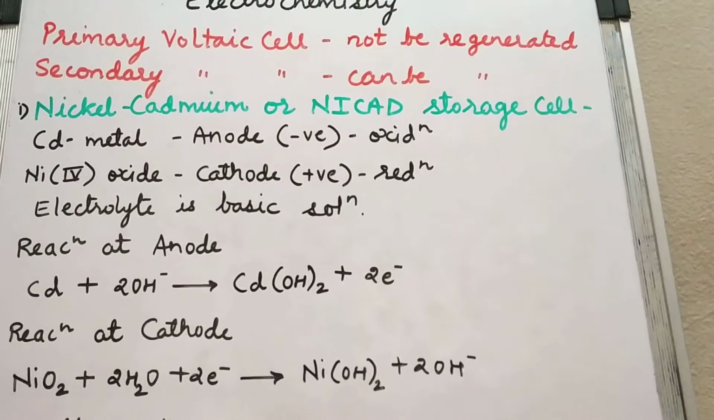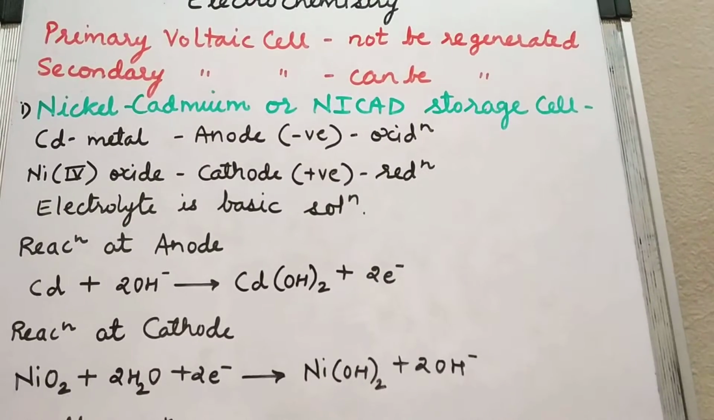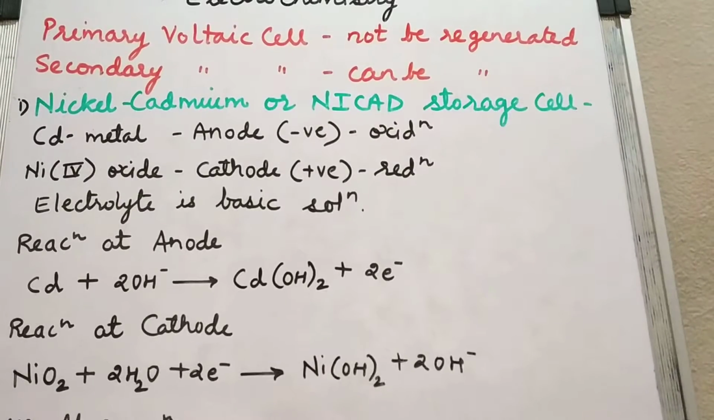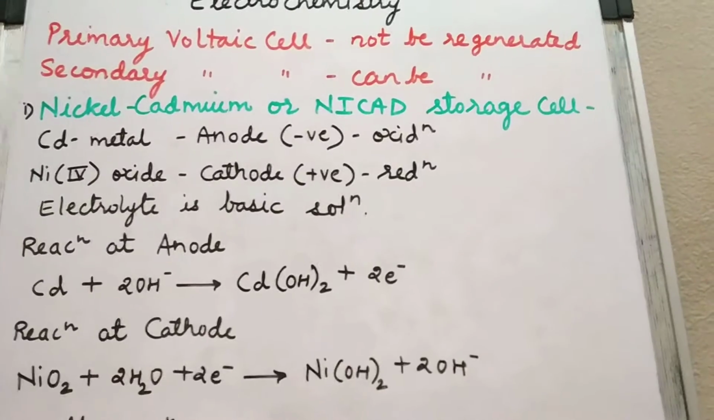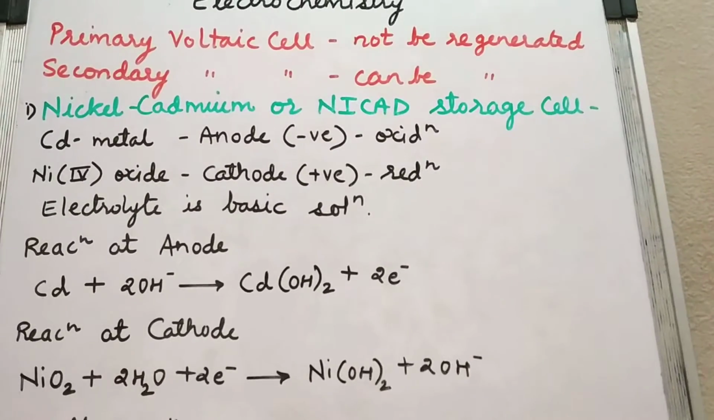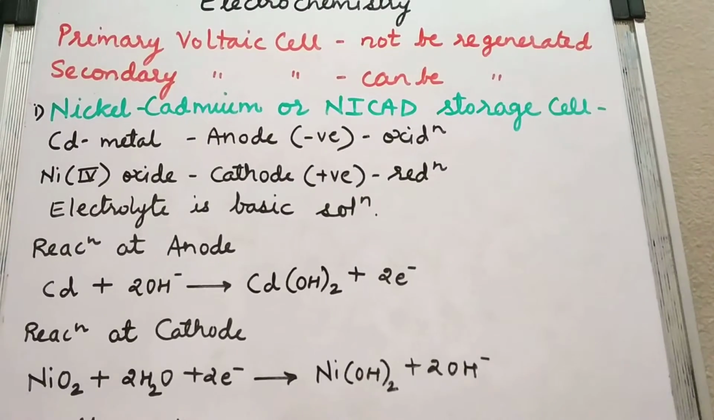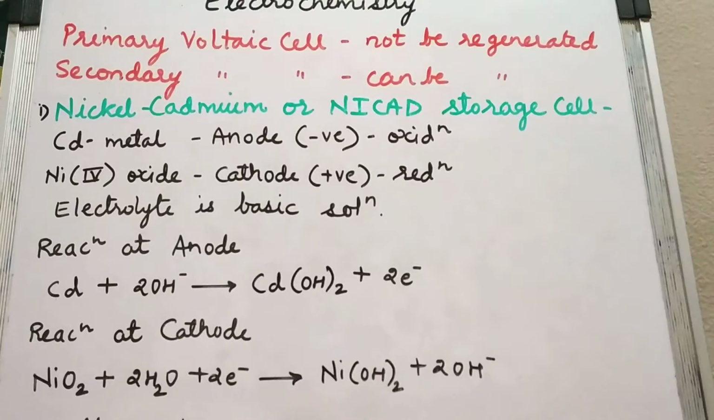मग primary voltaic cells example काय आहे? Dry cell. Dry cell, that is the cells which are used in torch, calculators. Dry cell तुम्हाला माहिती आहे. हे dry cells एकदा यूज करून थ्रो करावे लागतात. They cannot be regenerated. But secondary cells can be regenerated. They never die.